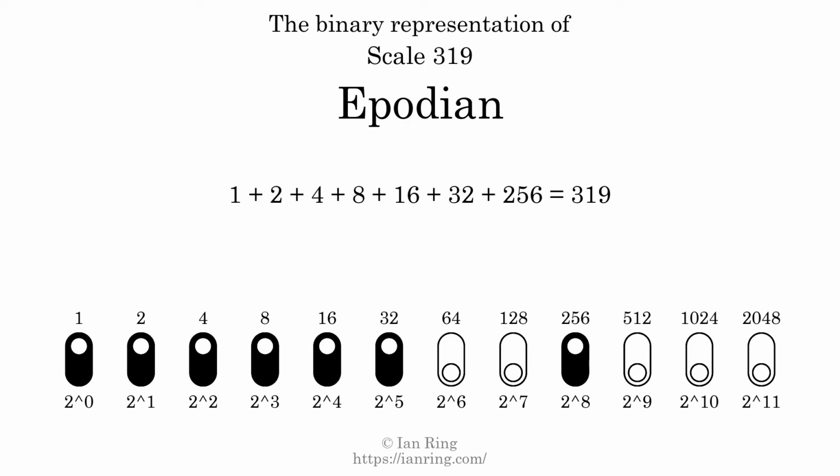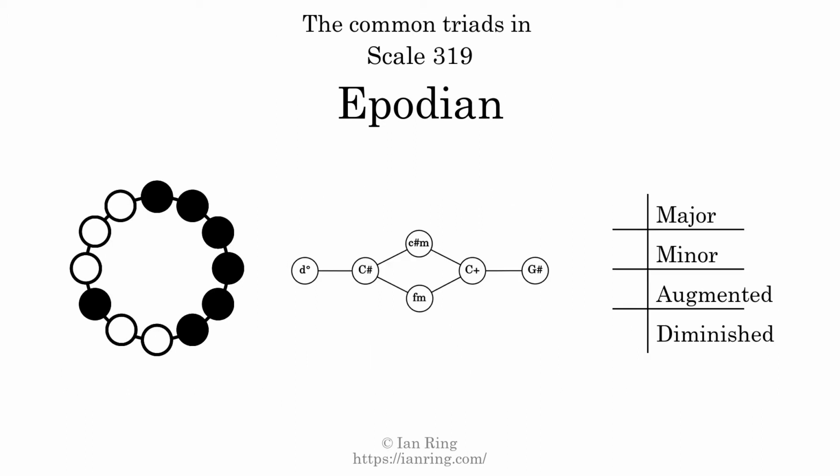The scale number not only enumerates the scale with a unique index, but it also literally describes the tonal content of the scale. Represented as a binary number in base 2, the scale number is 0001001111111. Here are the common triads present in this scale.